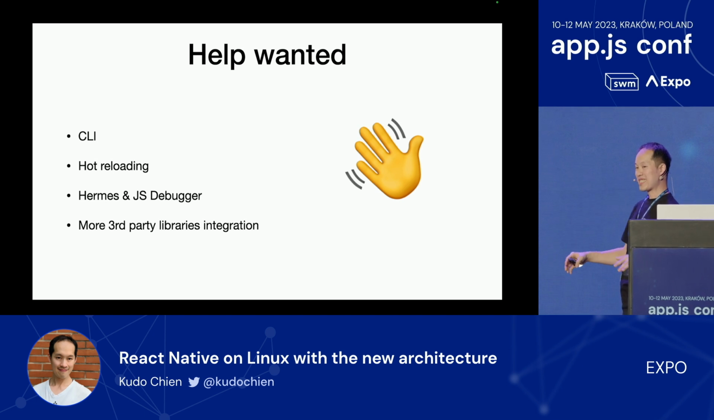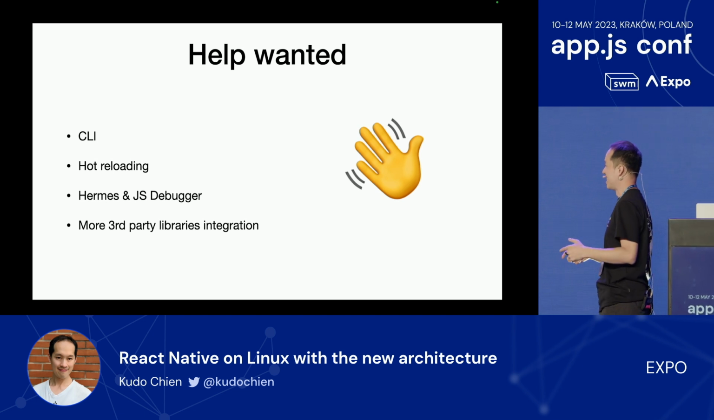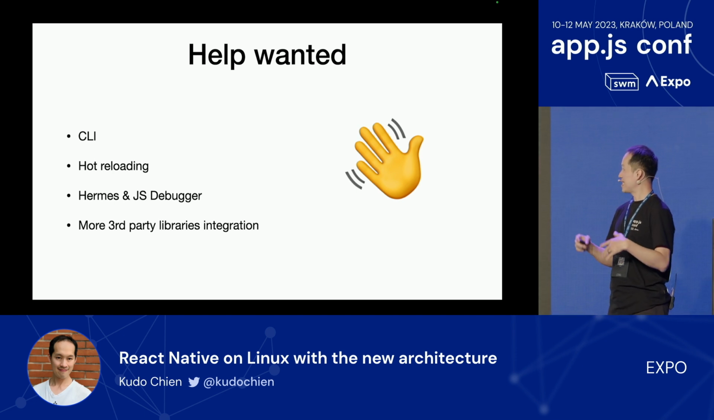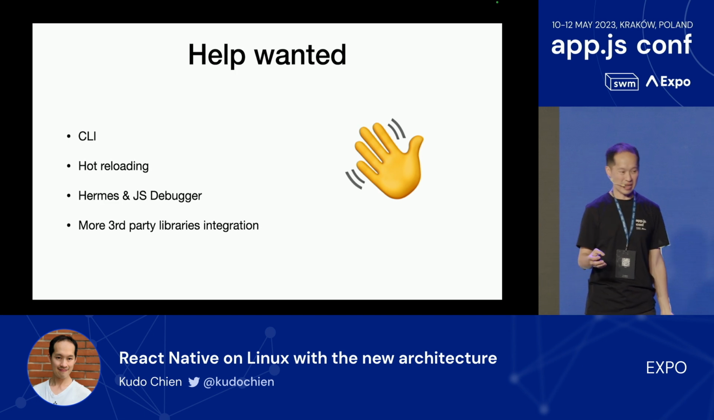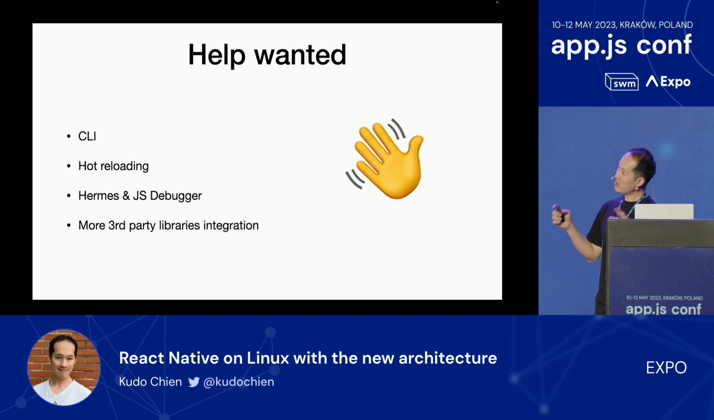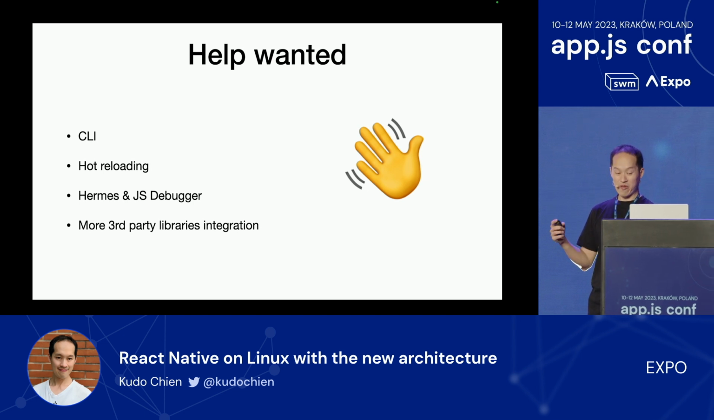But the project scope is still very large and hard. So help wanted: we still lack CLI support, hard reloading, Hermes, and more third-party library integration. So if you see the future of this project, especially from big companies, we really hope you join.